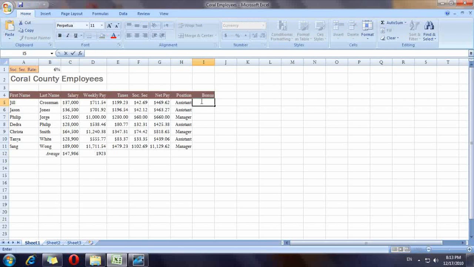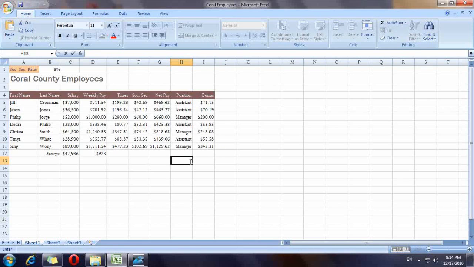Manager. Okay, now to find a bonus, I have to use the if function again. So if the person is a manager, then their weekly pay would be multiplied by 20%, and if not, then 10%. So it should look like this. So if it is equal to manager, and then value if true is weekly pay times 20%, and value if not true is weekly pay times 10%. So then enter, and fill it down.